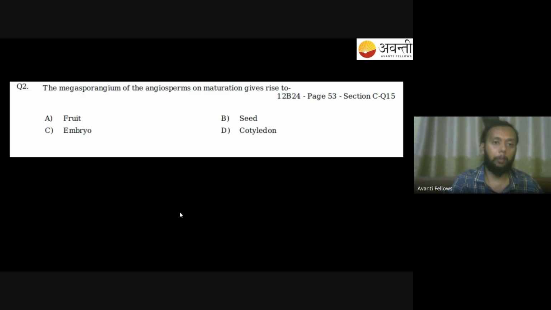The megasporangium of an angiosperm on maturation gives rise to. So जो megasporangium होता है वो maturation के बाद आपको क्या बना के देगा? Again ये बड़ा ही आसान question है. मैंने starting में कुछ आपको बताया था. So please raise your hand to answer this.